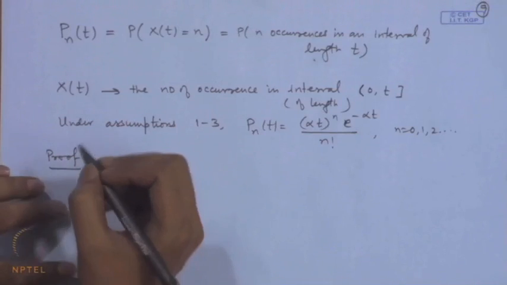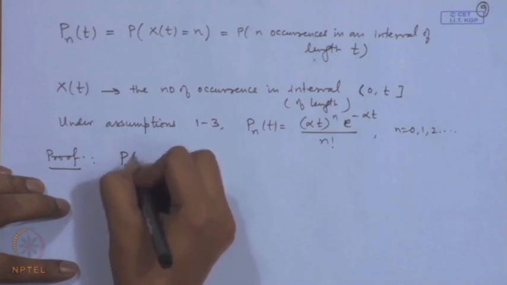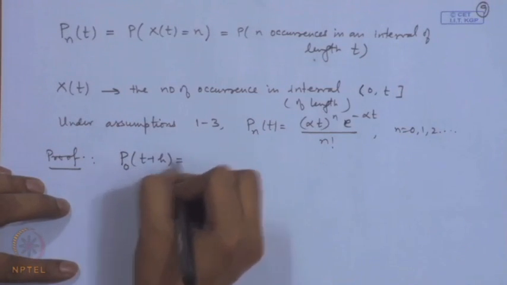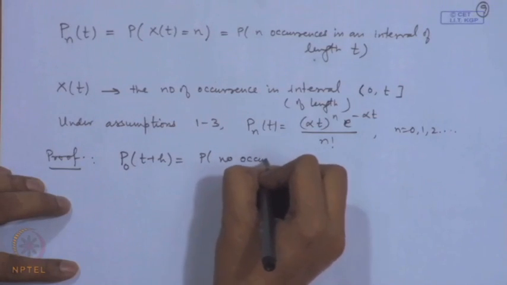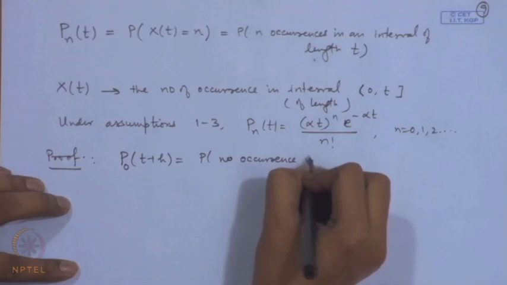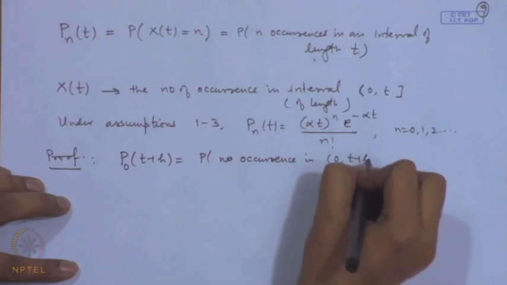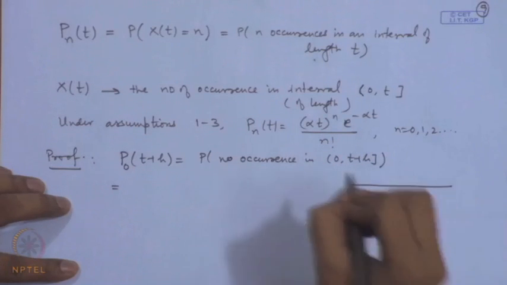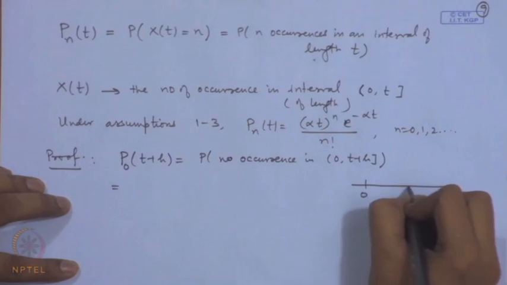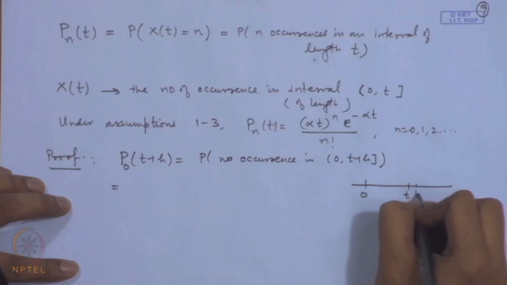We start with n equals 0. Let us consider, say, p0(t+h). Now, p0(t+h) means no occurrence in the interval 0 to t+h. Now, this we can write as, let us consider on the scale, suppose this is t0, this is t, and t+h is here.